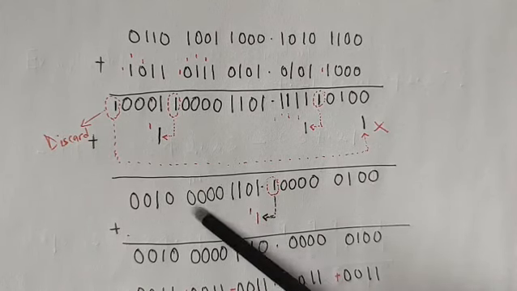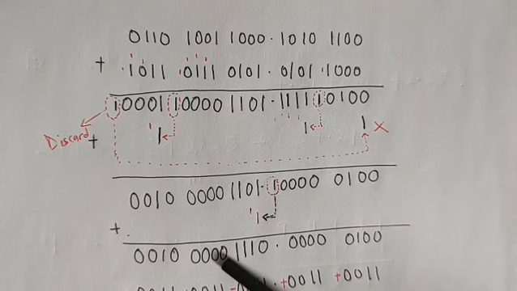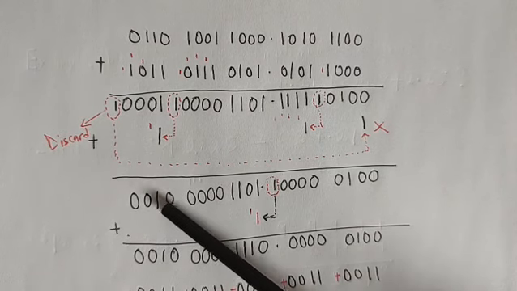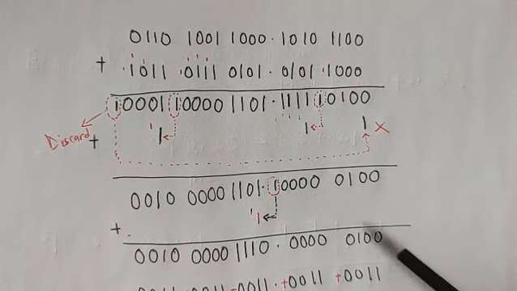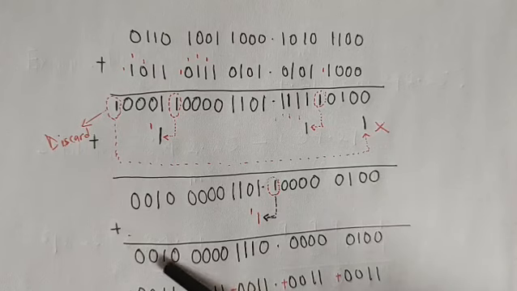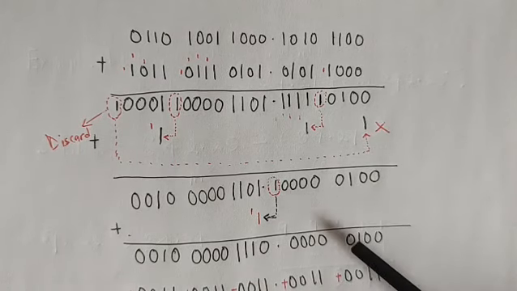And then this part, nothing to add, we'll bring down everything. We'll have all the zeros. Then this part, nothing to add, we'll bring down all 0, 1, 0, 0. So at this point, no carry is generated. So at this point, we have the result.